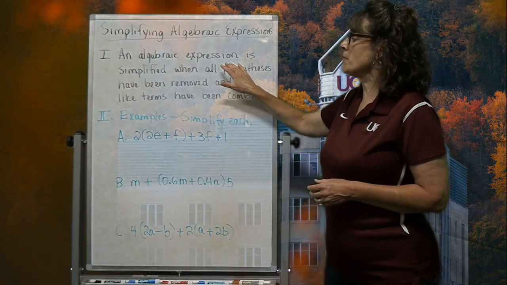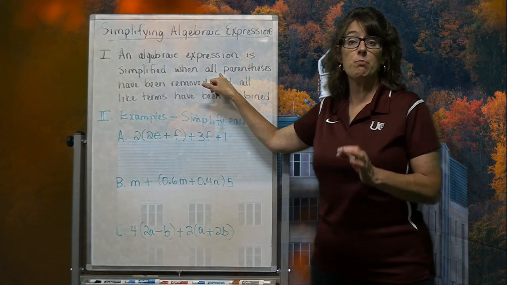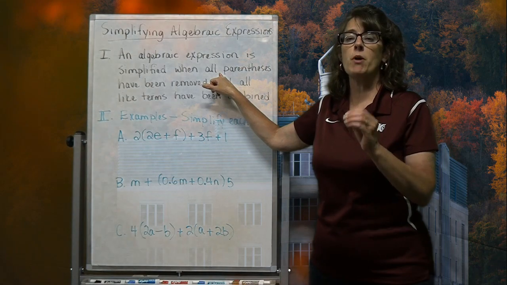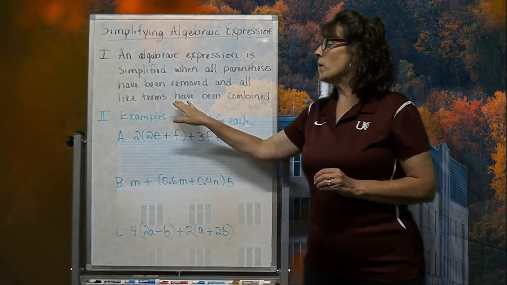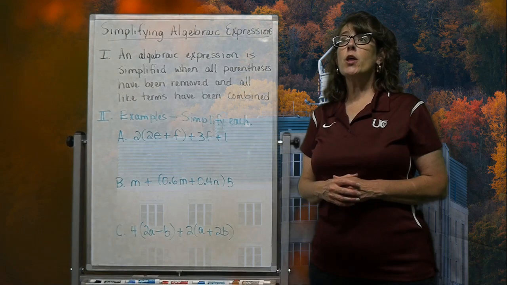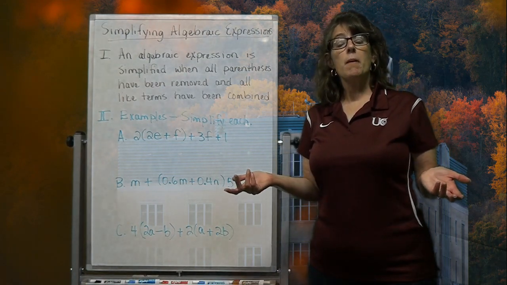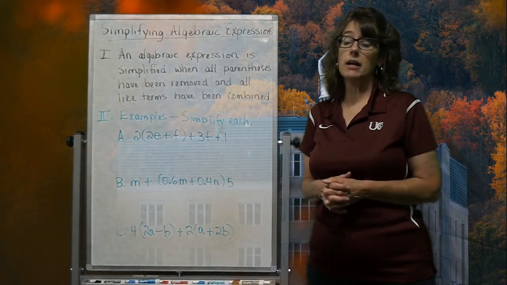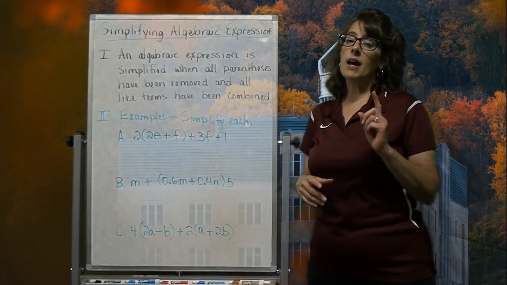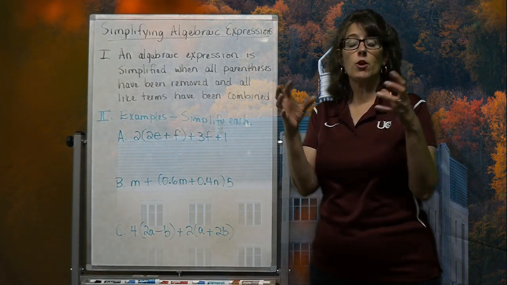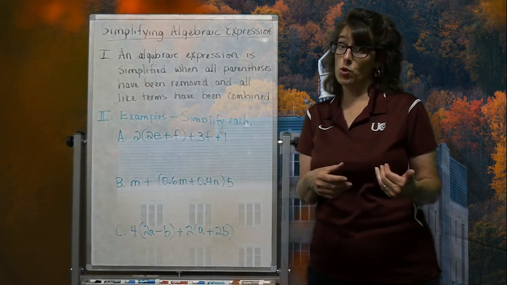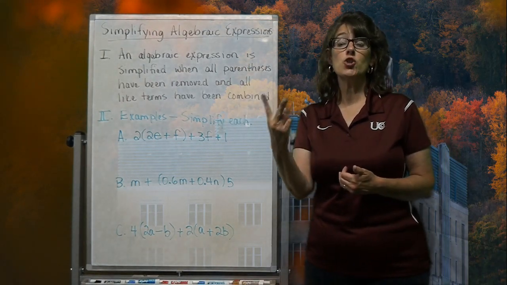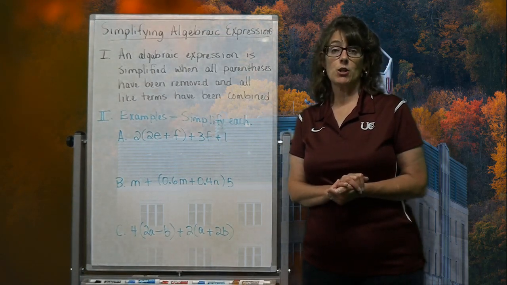An algebraic expression is simplified when all the parentheses have been removed. When you have no more parentheses in that algebraic expression, you are almost there. And when all like terms have been combined. So in other words, basically when there's nothing left to do. Because if you can combine like terms, do it until there are no more like terms to combine. If you've got parentheses in there, then you can do some simplification, because you can either combine things within the parentheses, or you could use the distributive property to get rid of the parentheses. Once both of these two conditions are met, then you know you're done simplifying your algebraic expression.